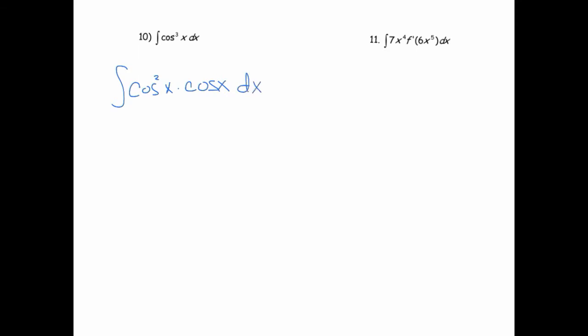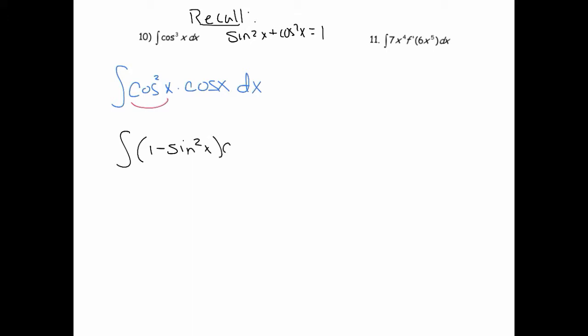Now why would I want to do that? Well, because cosine squared of x has a nice identity, right? Recall that sine squared plus cosine squared equals 1. So that means I can rewrite cosine squared as 1 minus sine squared. This now just opened up this problem and allows me to make a substitution.